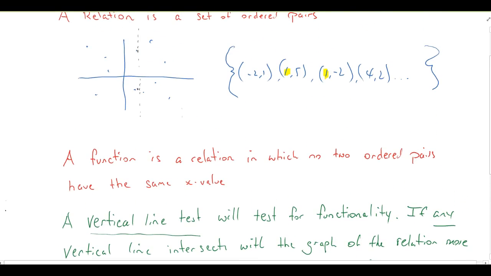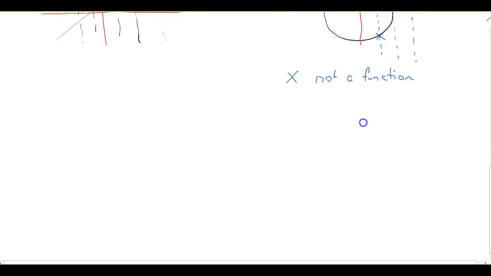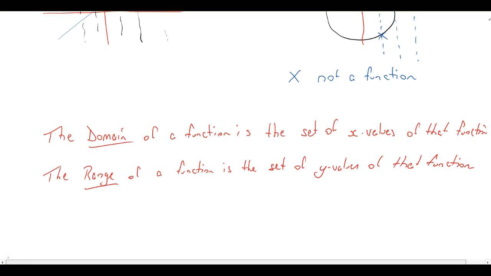Clear at the moment, the distinction between a relation and a function is that a relation can be any set of ordered pairs. In fact, put anything in there at all. To test whether it's a function or not, are there any two ordered pairs that have the same x value? And the vertical line tests for that. I just want to cover domain and range. Now the domain of a function, I'll just copy this down. The domain of a function is the set of x values of that function, and the range of a function is the set of y values of that function.